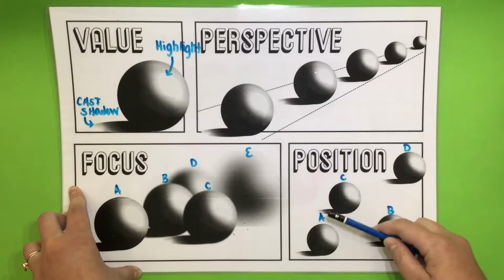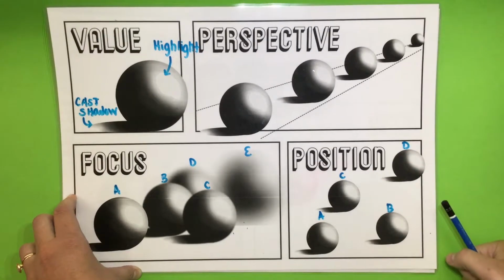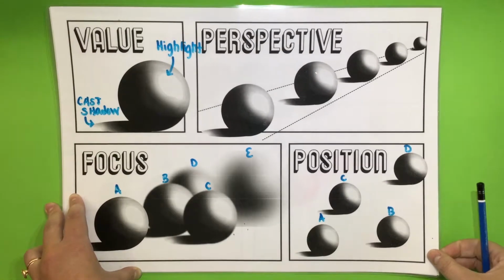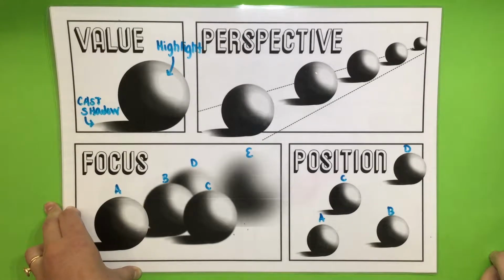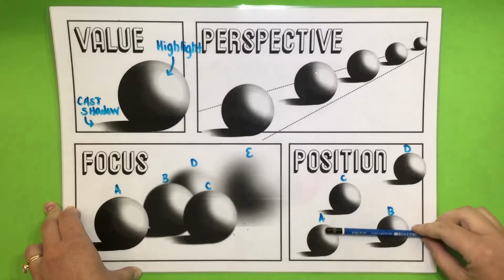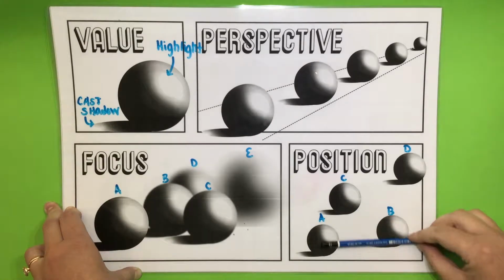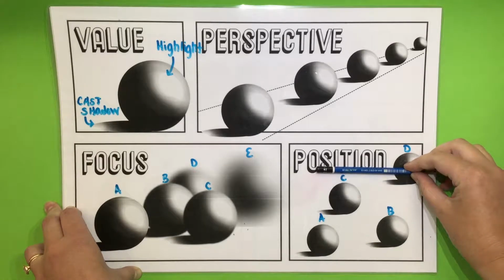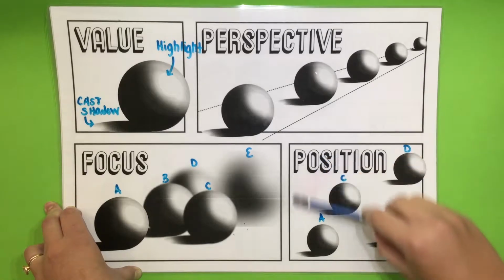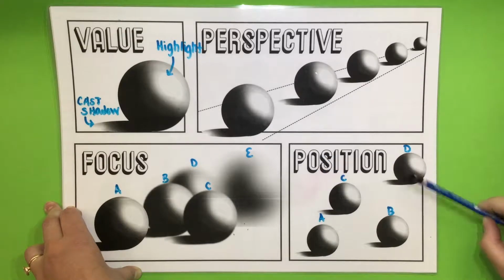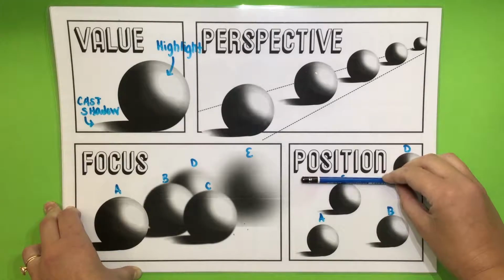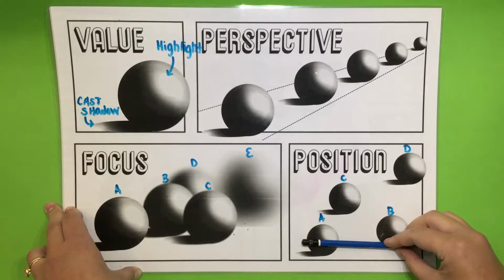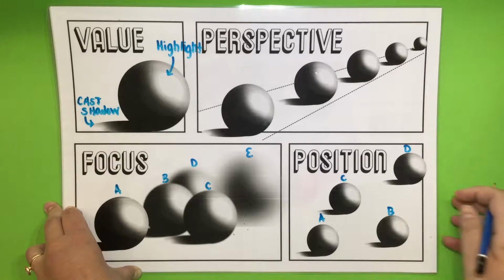But if you could guess A, B, C, or D, which sphere do you think looks the farthest away from us? If you guess D, you're correct, which making A the closest. Now, it's kind of tricky to figure why, but the higher the position of your object on the paper, the farther away that object is going to look. Likewise, the lower on your paper, the closer that object will look.